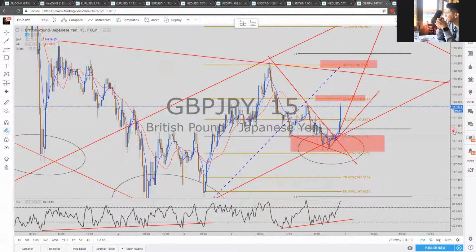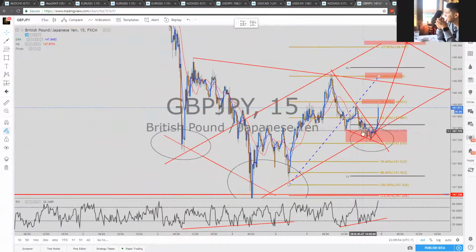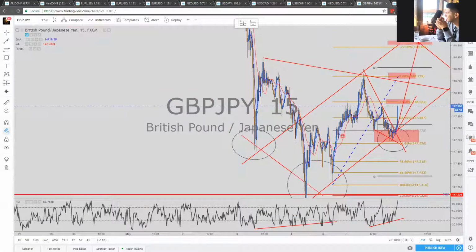You see, just by drawing this channel, I was able to kind of predict it broke off this resistance. Looking at it from the bigger time frame, and then I zoom in, kind of sniping that trade. Like a sniper, you look through the scope from far away, and then you zoom in.